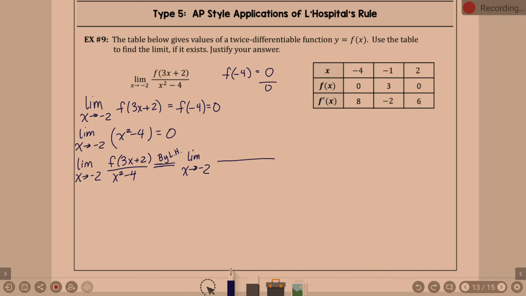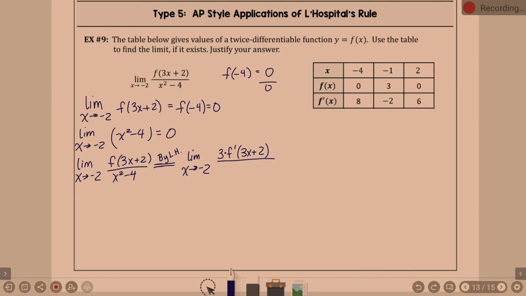The derivative of f of something is f prime of something, and then times the derivative of the inside. So times the derivative of 3x plus 2, which is 3. So what if I say my numerator is 3 times f prime of 3x plus 2?